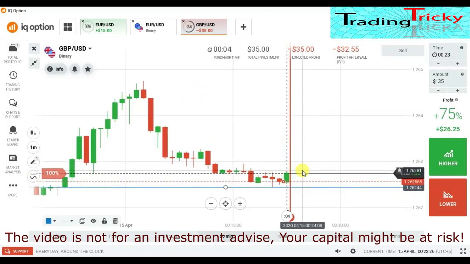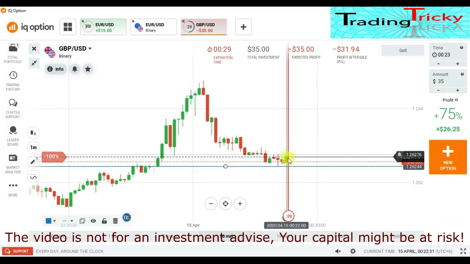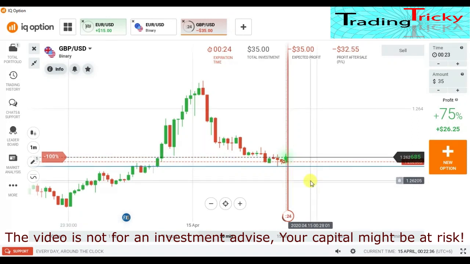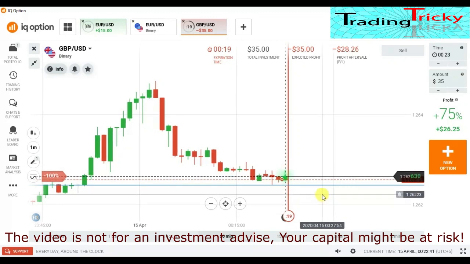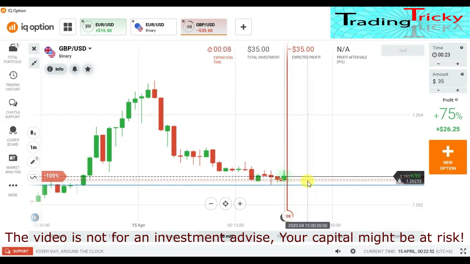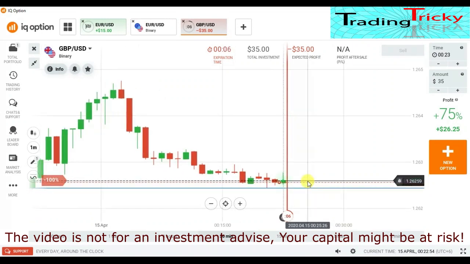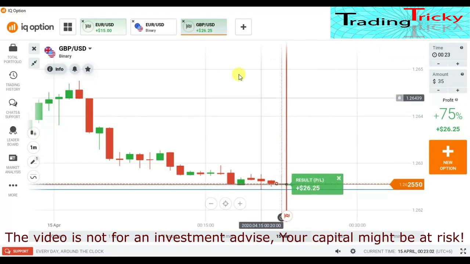Okay, suddenly buyers entered. I'm hoping that the candle will be rejected by sellers and will close here. Let me close the candle, still 15 seconds. Don't place your trade when you are not confident. Okay, this is also a winning trade.